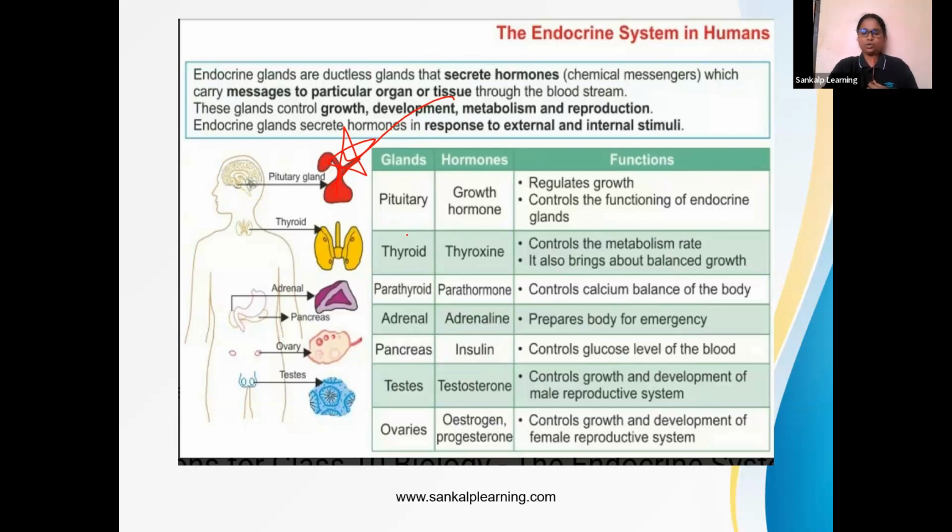Pituitary will secrete growth hormone. Thyroid will release thyroxine. Parathyroid, parathormone. Pancreas, insulin. Testis, testosterone. Ovaries, estrogen and progesterone. And these are the respective functions which I explained.